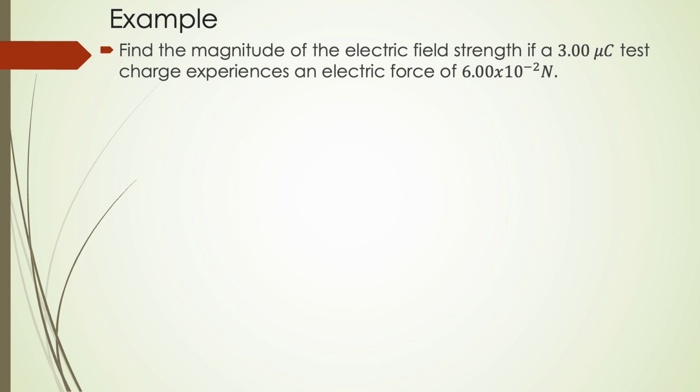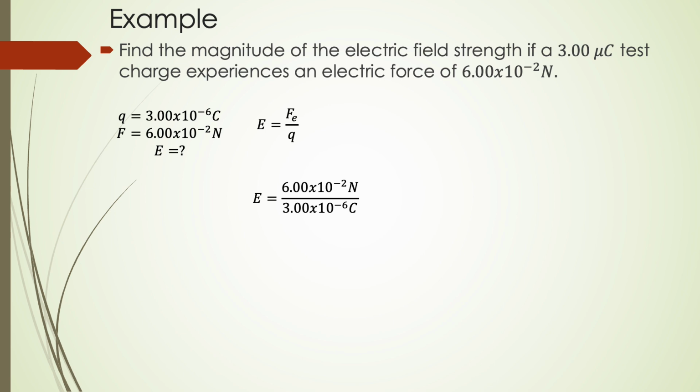For example, find the magnitude of electric field strength if a 3 microcoulomb test charge experiences an electric force of 6 times 10 to the negative 2 newtons. So we've got our charge of 3 times 10 to the negative 6 coulombs. We have a force of 6 times 10 to the negative 2 newtons. We're looking for E. We'll substitute these directly into our formula, and we end up with an electric field strength of 2 times 10 to the 4 newtons per coulomb.